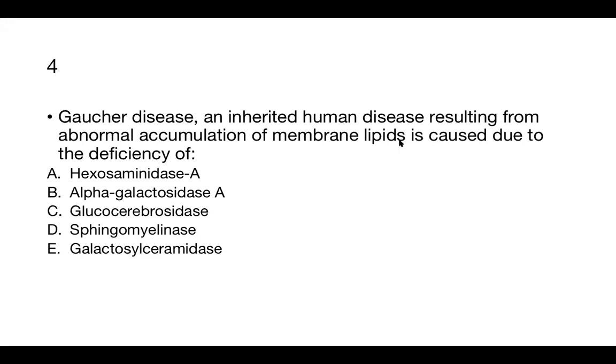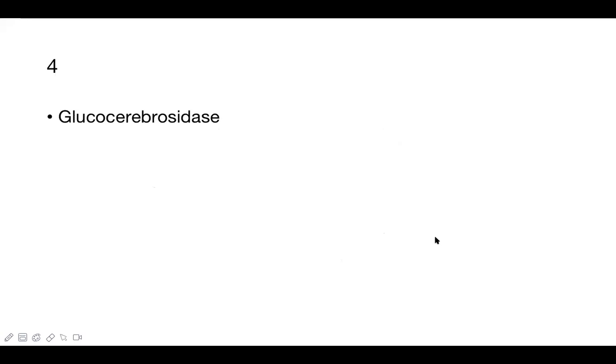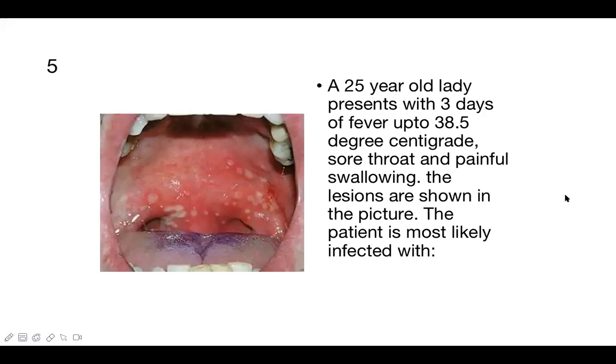And when you palpate the liver and spleen, they are very big. So this is the hallmark of lipid storage disorder. Glucocerebrosidase is the answer. Good. Let's move on. See this, please.